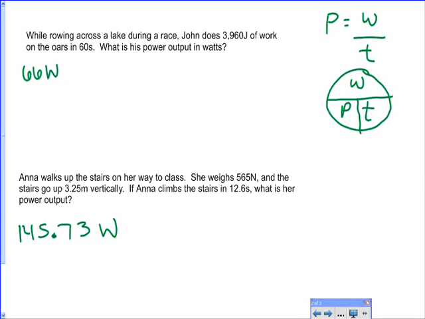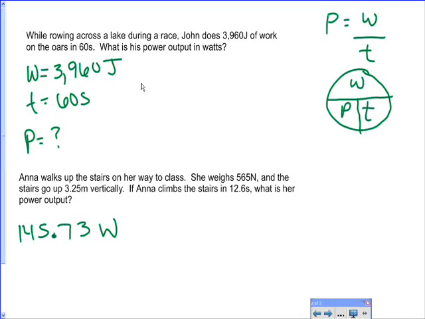Now, we're going to erase our answers as usual. And we're going to go ahead and put what we do know. While rowing across a lake during a race, John does 3,960 joules of work. So our work equals 3,960 joules. It says that he does that work in 60 seconds. So we know our time is 60 seconds. What is his power output in watts? So we're looking for the power.